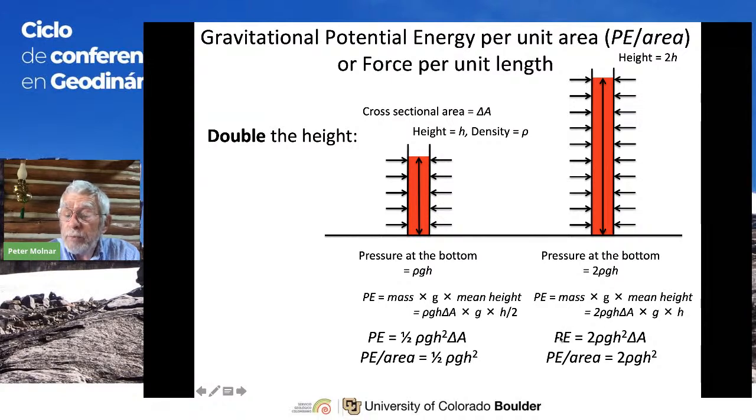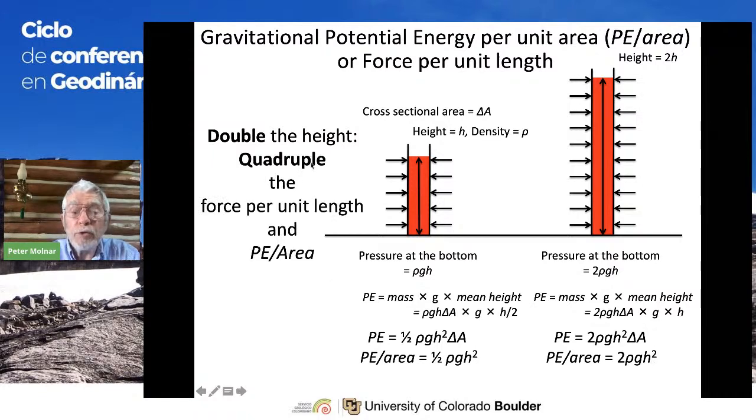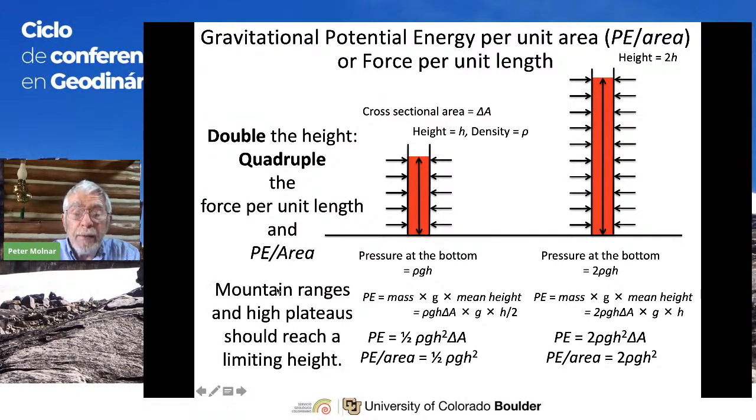So you wind up with the potential energy per unit area not being a half ρgh squared, but 2ρgh squared. You double the height, you quadruple the force per unit length and the potential energy per unit area. So once again, mountain ranges and high plateaus should reach a limiting height. Eventually, you will not have the force per unit length you need to lift the mountain range any higher. It will just reach a limit because of this.